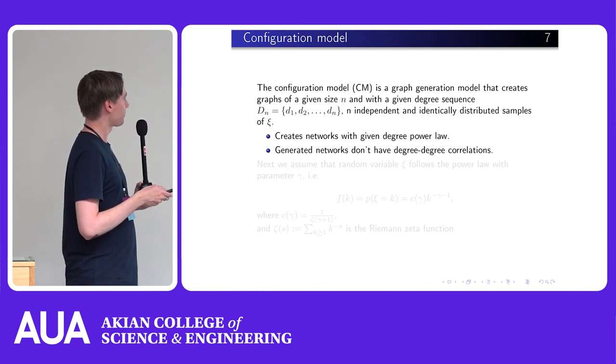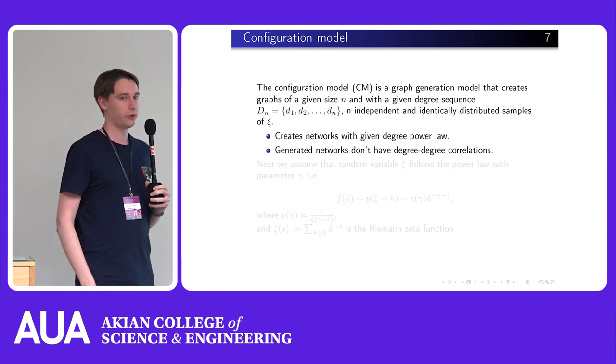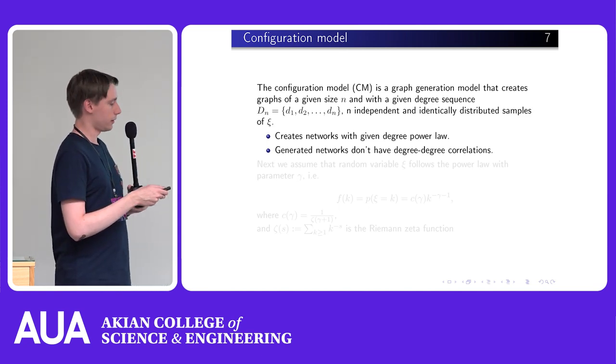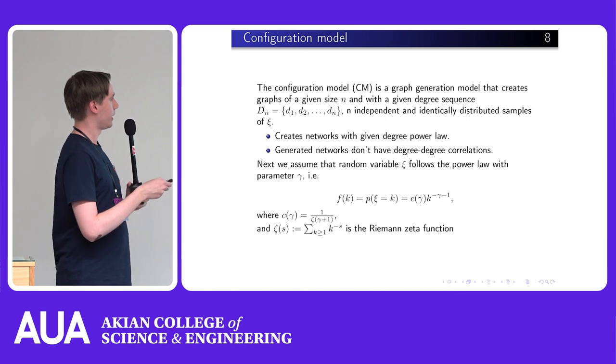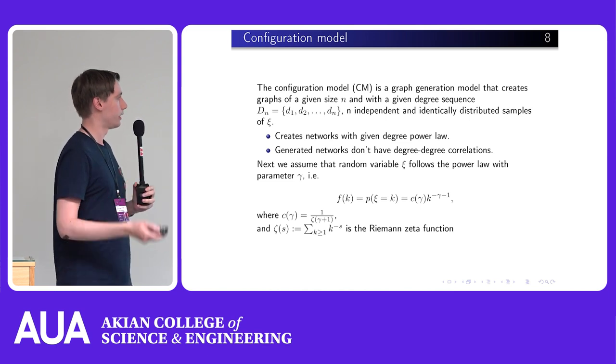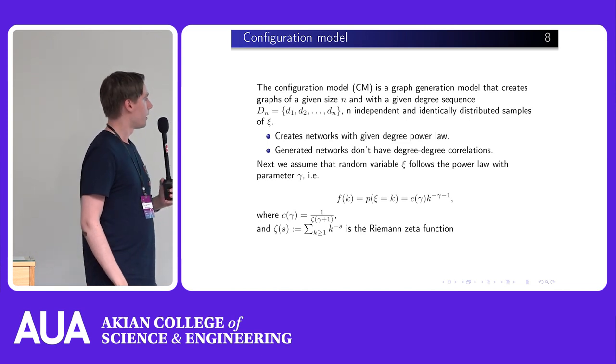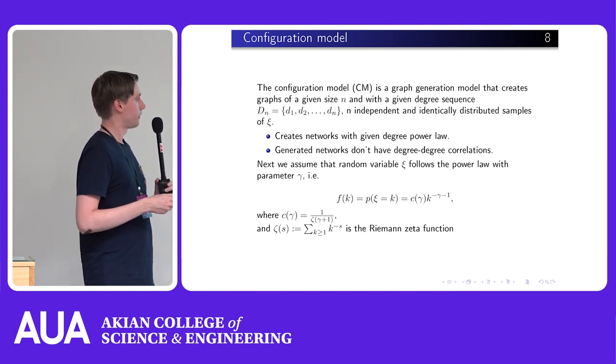So to create the configuration model, we need a degree sequence. These degree sequences are obtained as n independent and identically distributed samples of a random variable Xi. And this variable Xi follows the power law with parameter gamma.